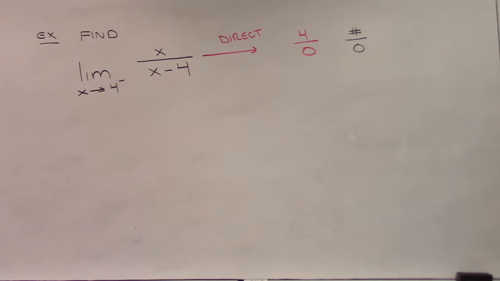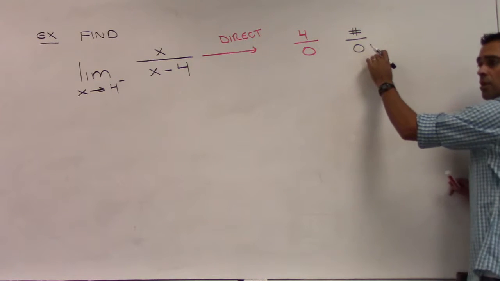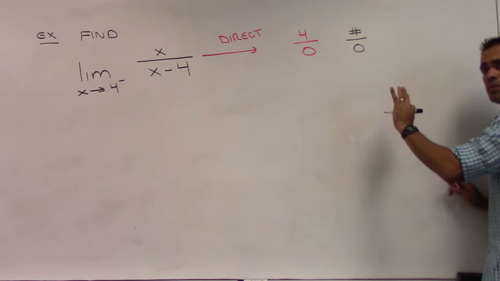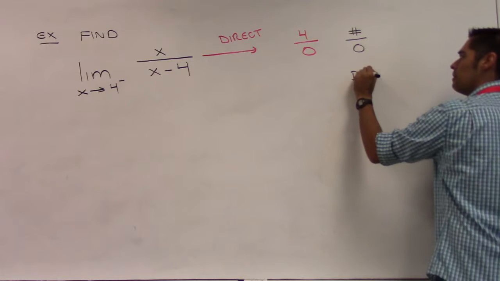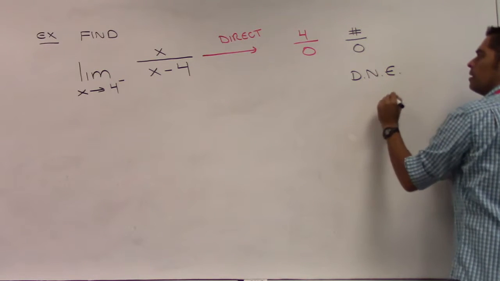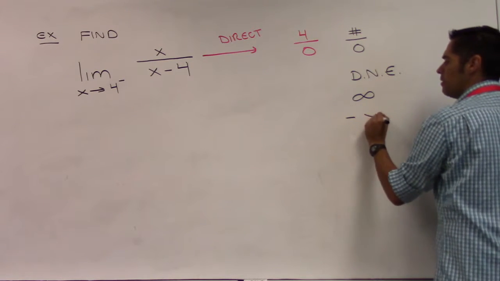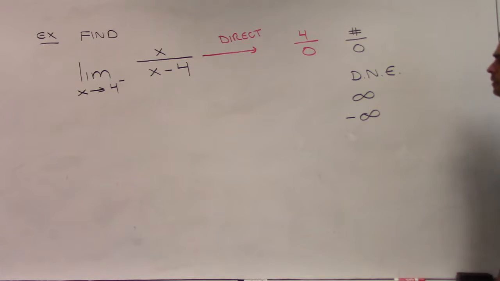of 3 answers. Anyone know what they are? Does not exist, or negative infinity, or positive infinity. Did I say that in the video? Do you remember me saying that? Anytime you have a number over 0, there are 3 possible answers that you could get in a limit. You could get does not exist, you could get positive infinity or negative infinity.